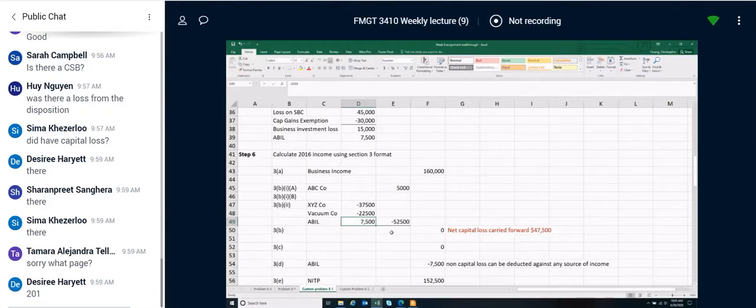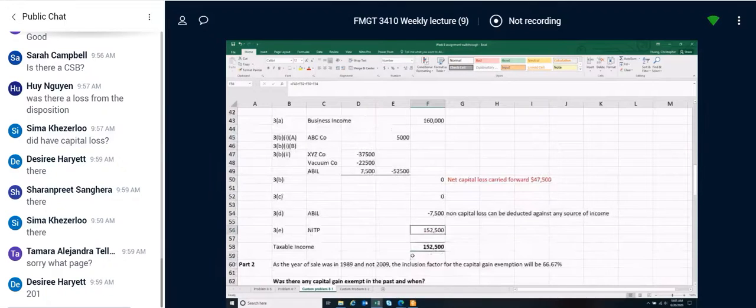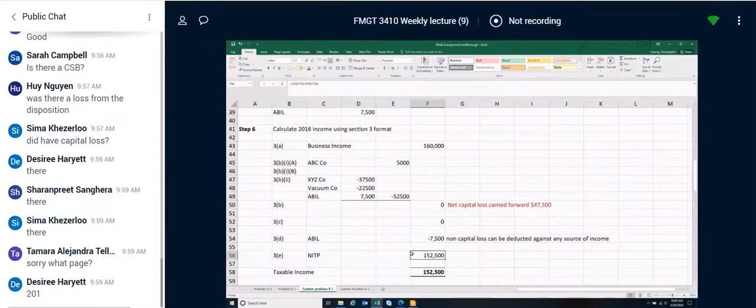Okay, so that means at the end of the day, the net of these three numbers is negative 52.5. Well, you're going to have a loss carry forward of 47.5. And now you do your ABLE reclass. And so now you end up with 152.5 as your NITP. Okay, does that make sense?